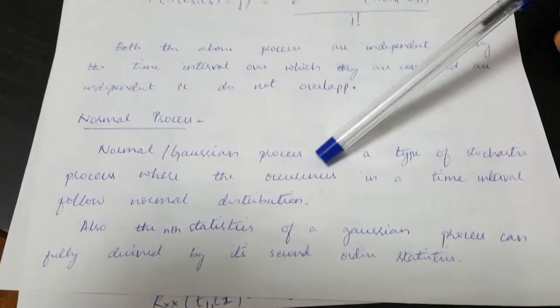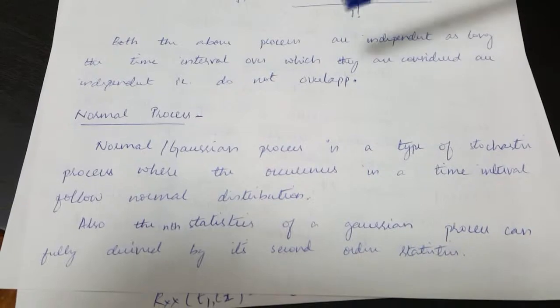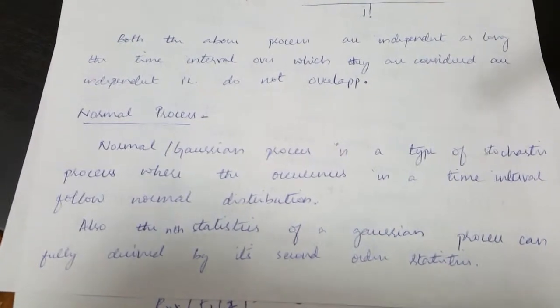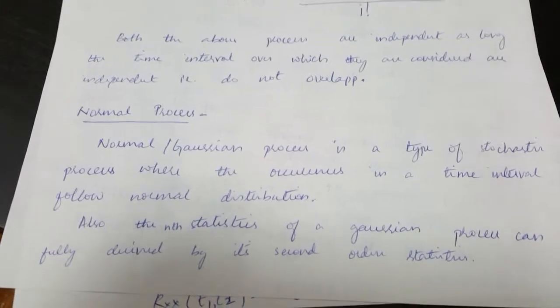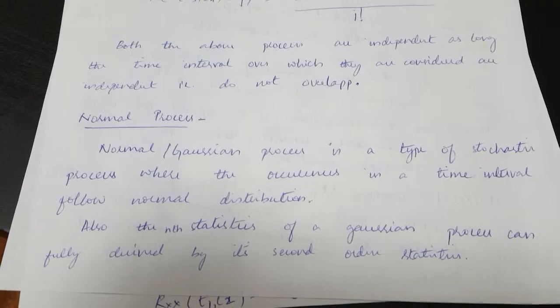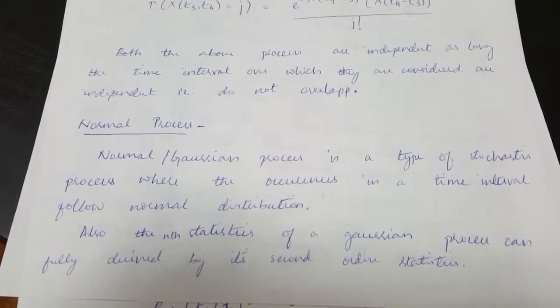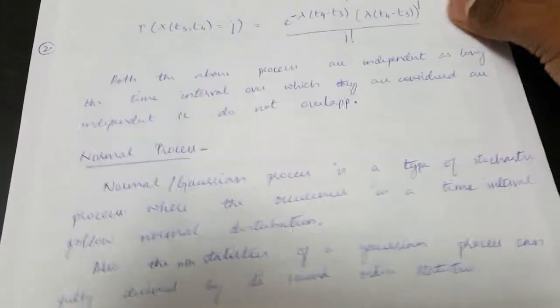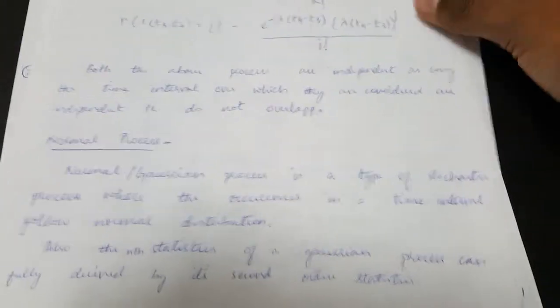So the next one is normal process. A normal or Gaussian process is a type of stochastic process where the occurrences in a time interval follow normal distribution. One more interesting property is that the nth order statistics of a Gaussian process can be derived, or they are defined, if only the second order statistics are known. A Gaussian process also follows a Markov model.